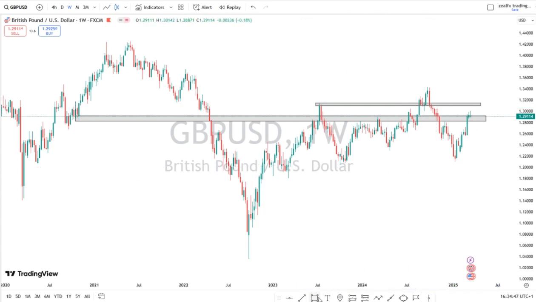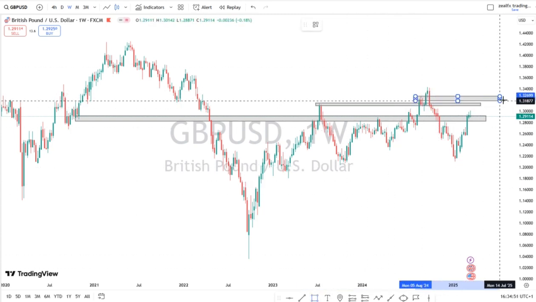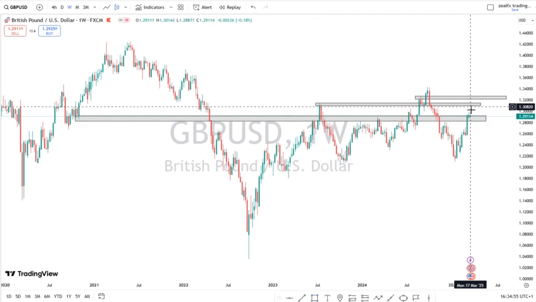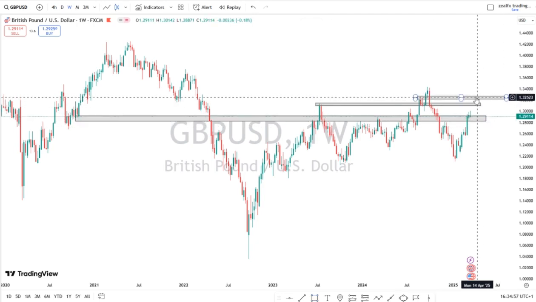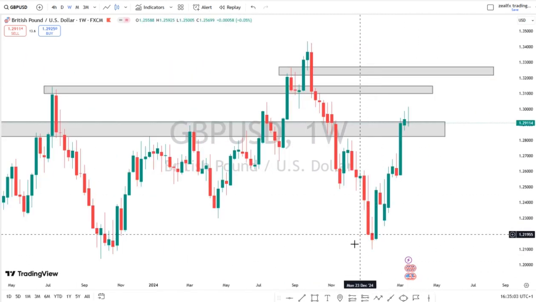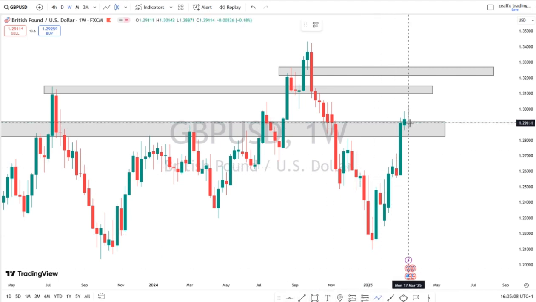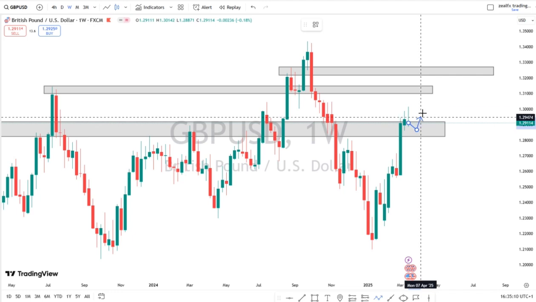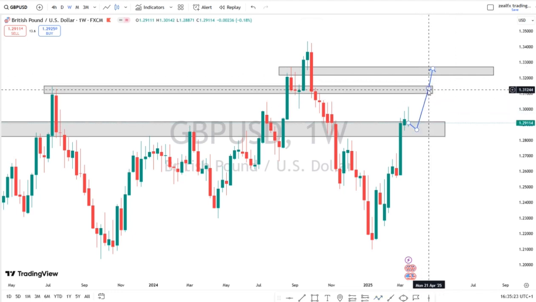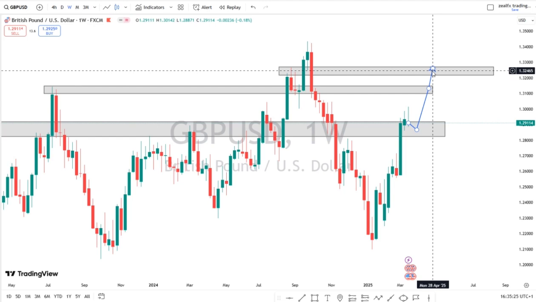Then after the break of that level, we'll see price move to this next resistance level on the weekly chart. So these are the areas I'm looking at to take profit this week, because I'm expecting the GBPUSD to buy this week. We'll be expecting price to do a retest before we see the uptrend continuation. Price may retest this level, then push higher to this level or this level, and move to this level and this level this week.